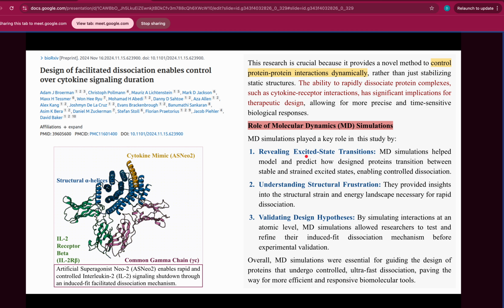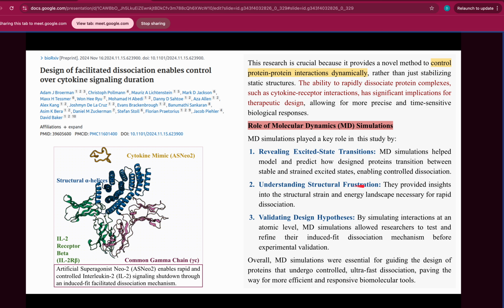So MD reveals excited state transitions. It helps model and predict how designed proteins transition between stable and strained excited states, which enables the controlled dissociation. So it will tell you what the protein coordinates are before binding to cytokine and what the coordinates are after binding to this cytokine mimic.